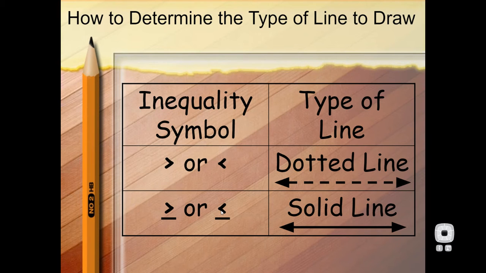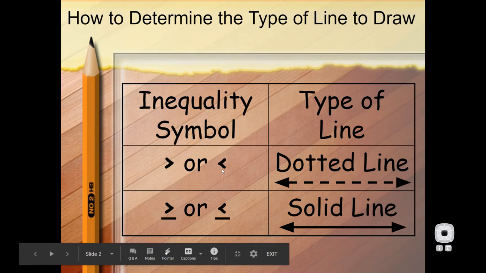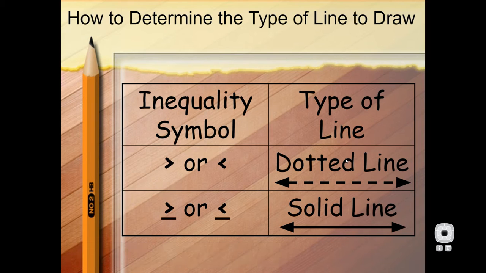So what we're looking at now is, because these are linear equations with two variables, it's going to affect the type of line that we draw. For greater than or less than, we're going to use a dotted line, very much like the open circle. Really what it means is that the dotted line is not a solution. It's not equal to that dotted line, but that dotted line is a boundary. We'll talk about that a little bit later.